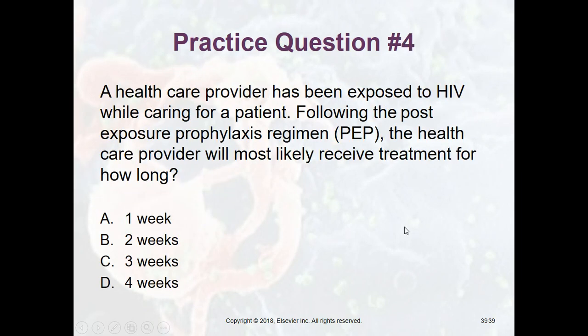Practice question number 4. A healthcare provider has been exposed to HIV while caring for a patient. Following the post exposure prophylaxis regimen, the healthcare provider will most likely receive treatment for how long? So, there are many PEP regimens available with varying degrees of tolerability and probability of patients completing 4 weeks of treatment. So, whatever PEP regimen you're taking, it's going to take 4 weeks of effective treatment to prevent seroconversion.